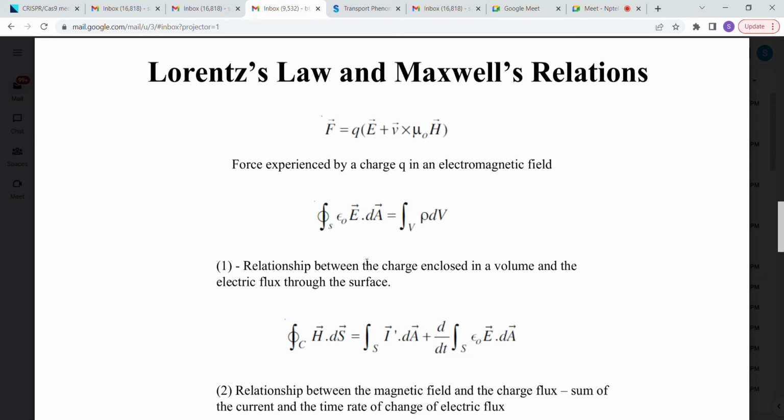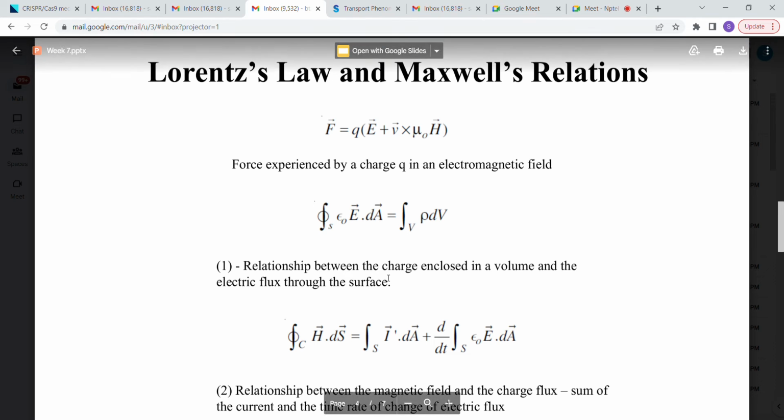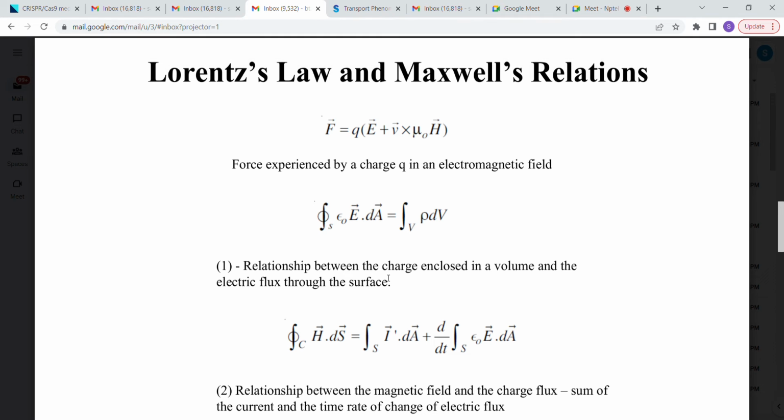So mathematically you can look into this. Epsilon naught is the permittivity of free space, and rho dV integrated over the whole volume V gives you the total charge in the total volume of the box. In other words, it says that the total charge in a box is equal to the electric flux that is moving through the surface. So it makes sense, right?